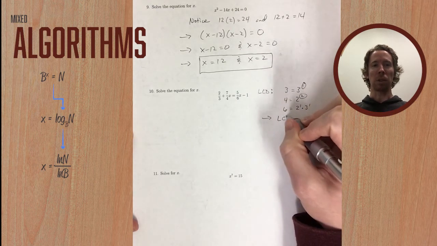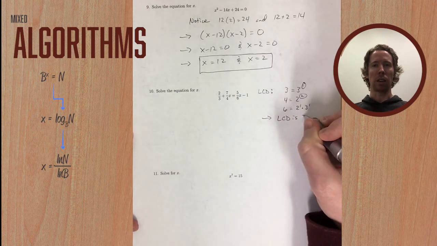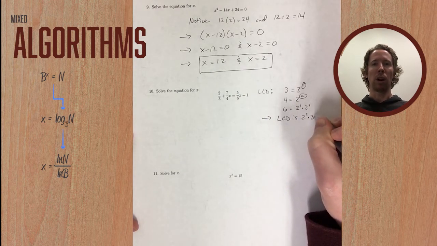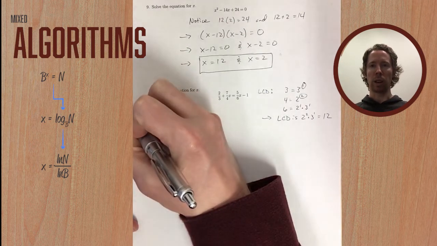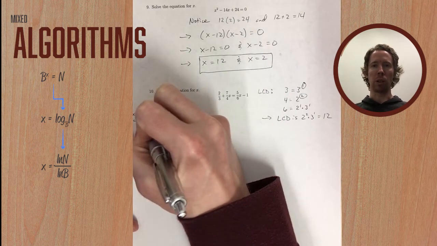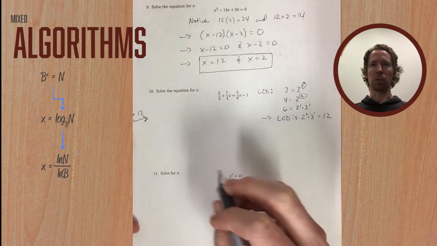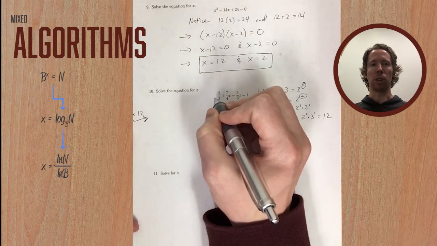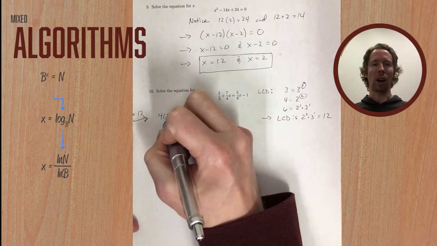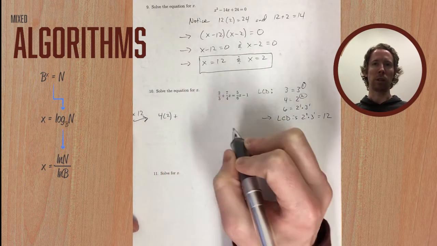And then the least common denominator I can get by taking the largest power of each of those prime numbers and multiplying them together. So I get 2 squared times 3 to the first power. That's 4 times 3. It's 12. So if I multiply both sides of the equation by 12, it will knock out all the denominators at once. That'll be kind of nice.